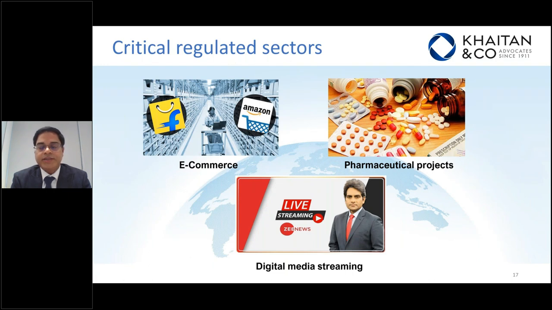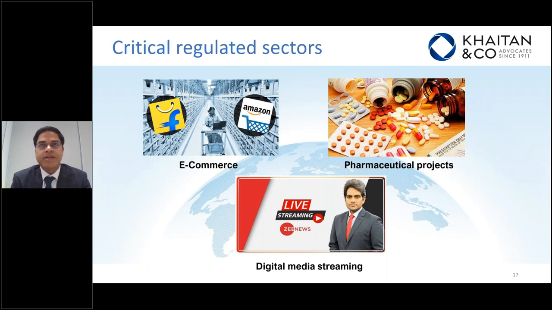As I mentioned, while the Indian economy is fully open and most of the sectors are under the automatic route, some sectors are under the automatic route or partially under the automatic route and partially under the approval route, and there are a lot of sector-specific conditions. Therefore, we feel that these are critically regulated sectors, and if investment is coming into some of these sectors, of course the investor or the transaction advisor needs to make sure that sector-related conditions are complied with.